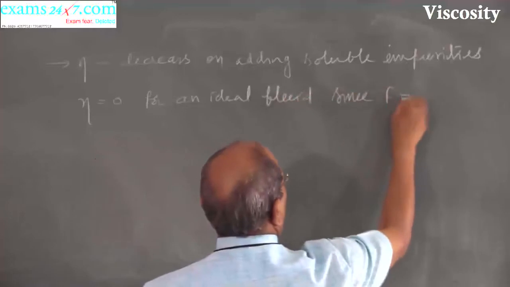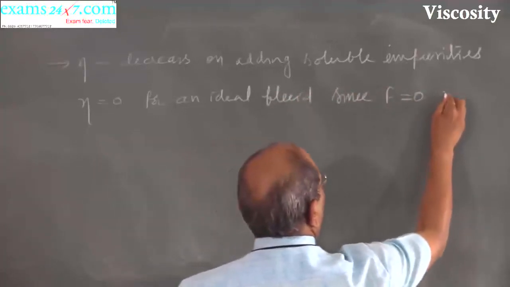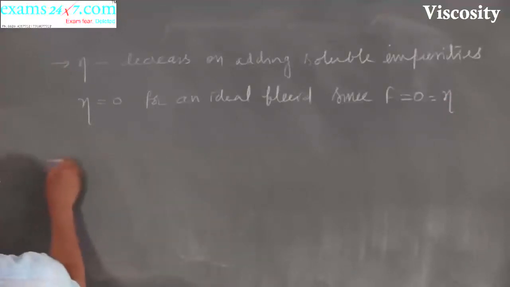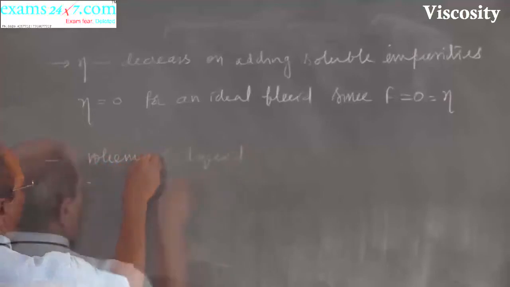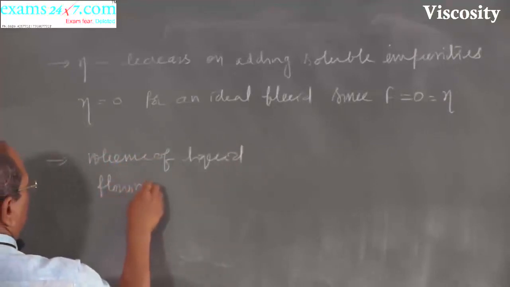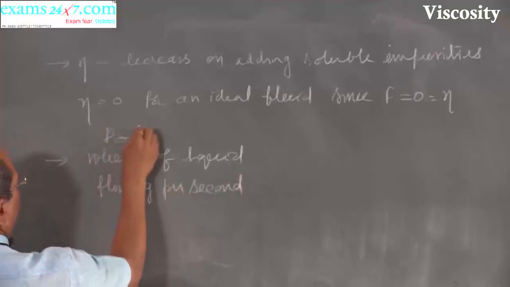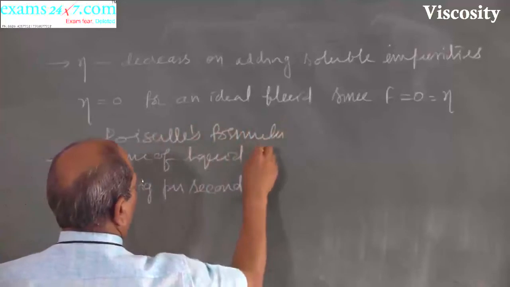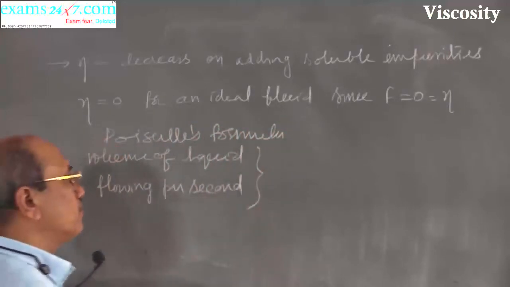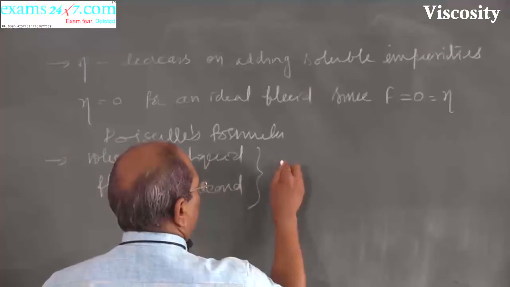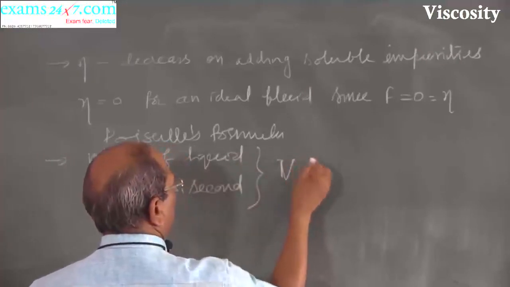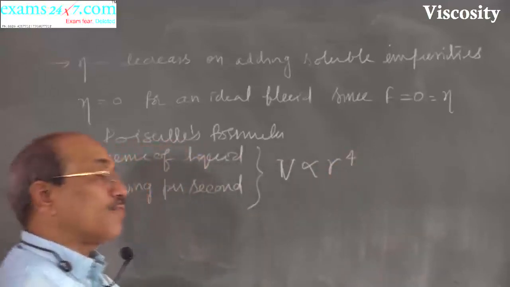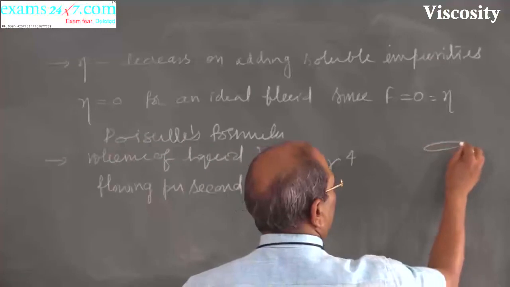Since F is 0, there is no viscous force, therefore eta also becomes 0. Now coming to the volume of liquid flowing per second, which can be called Poiseuille's formula for a low dense liquid. So the volume of liquid flowing out per second is directly proportional to the fourth power of the radius of the capillary tube through which the liquid is flowing.